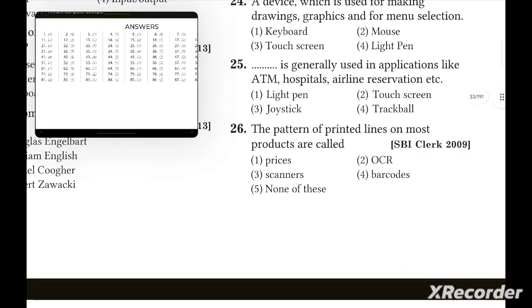Next, dash is generally used in applications like ATM, hospitals, airline reservation, etc. First, light pen. Second, touch screen. Third, joystick. Fourth, trackball. The correct answer is second, touch screen.